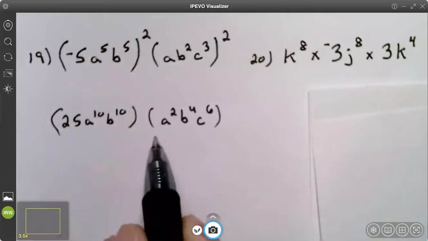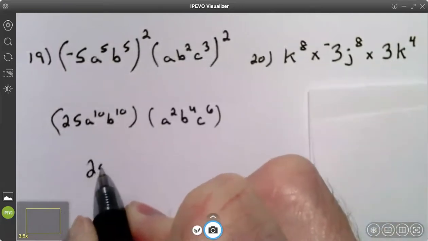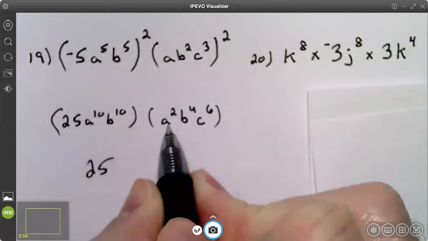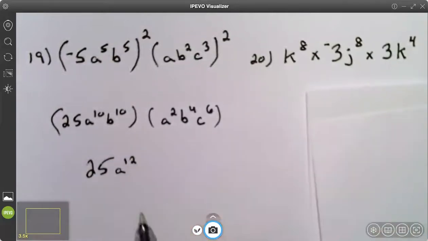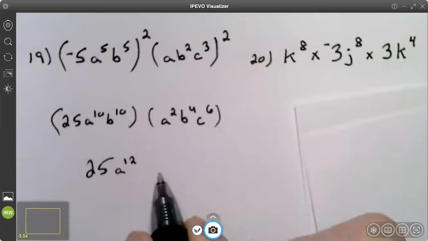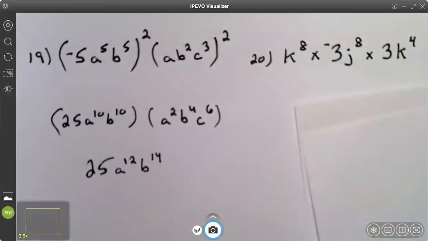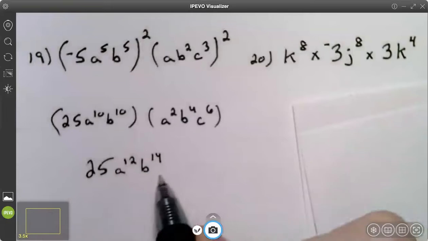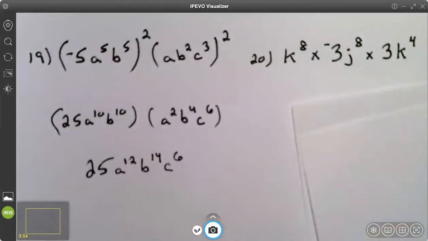So 25 times 1 is 25. A to the 10th times a to the 2nd is a to the 12th. Add the exponents. B to the 10th times b to the 4th is b to the 14th. Add the exponents. Only have a 1 c, it's to the 6th power, so it stays. Your answer is 25, a to the 12th, b to the 14th, c to the 6th. Number 20.